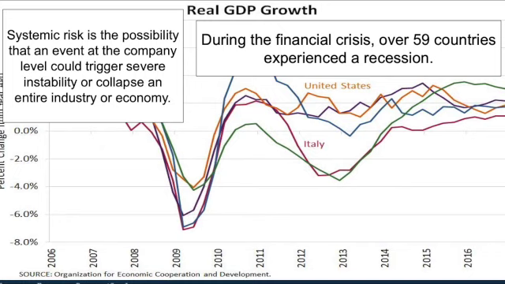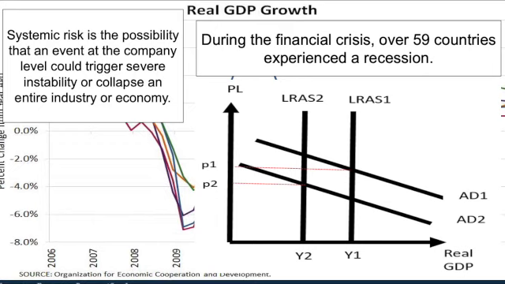So an event in one country, such as the housing market crash in the US, could then trigger a collapse across the entire world. And that would obviously then cause those countries to see high levels of cyclical unemployment and a fall in living standards due to the sheer size of that shock.